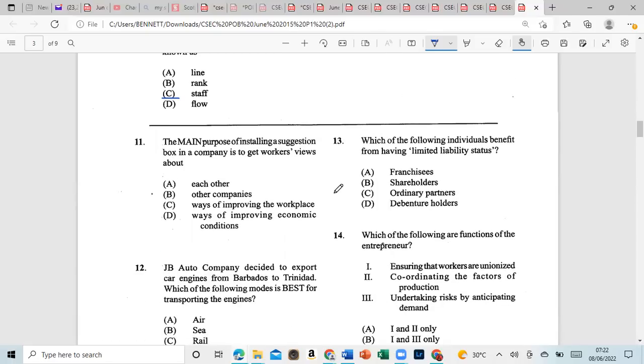Number 11, the main purpose of installing a suggestion box in a company is to get workers' views about, is it A, each other, B, other companies, C, ways of improving the workplace, or D, ways of improving economic conditions? And that would be C, ways of improving the workplace. So that's always the objective.